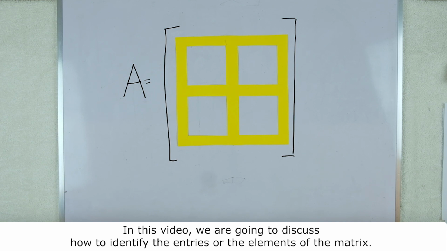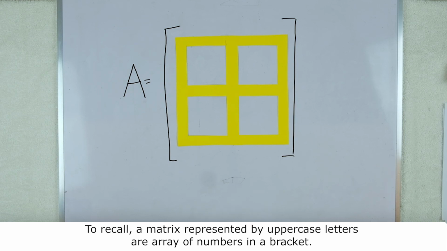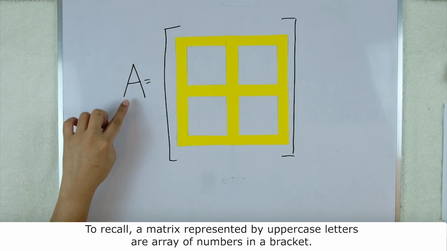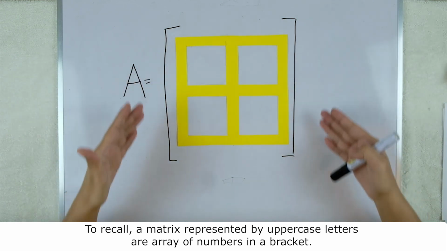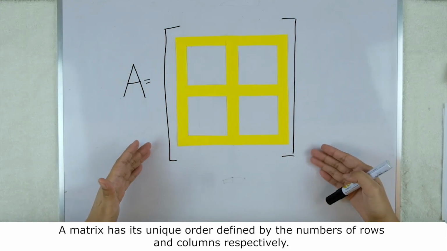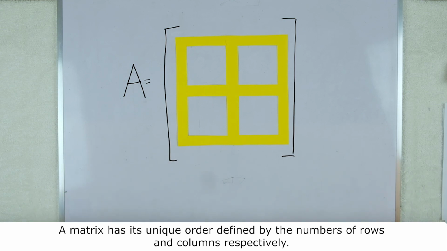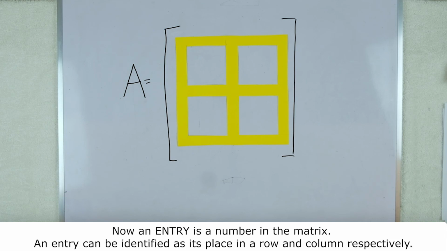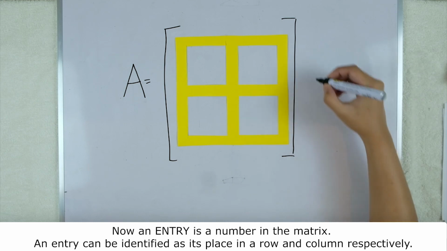And in this video, we are going to discuss how to identify the entries or the elements of the matrix. To recall, a matrix represented by uppercase letters is an array of numbers in a bracket. A matrix has its unique order defined by the numbers of rows and columns respectively. Now, an entry is a number in the matrix.